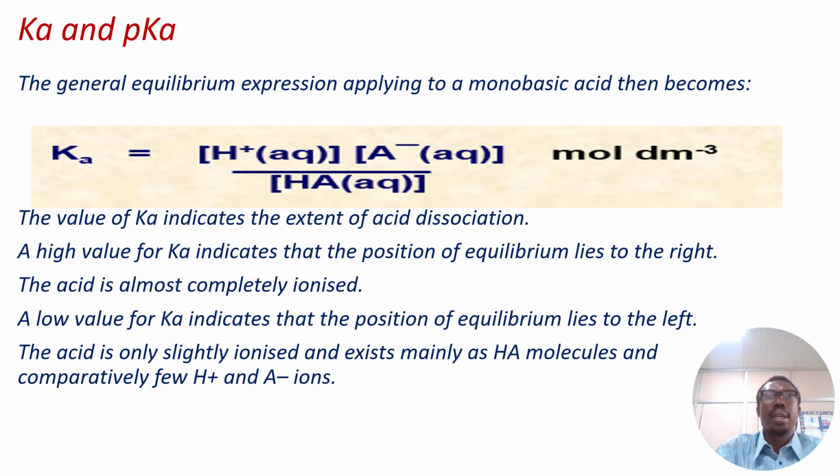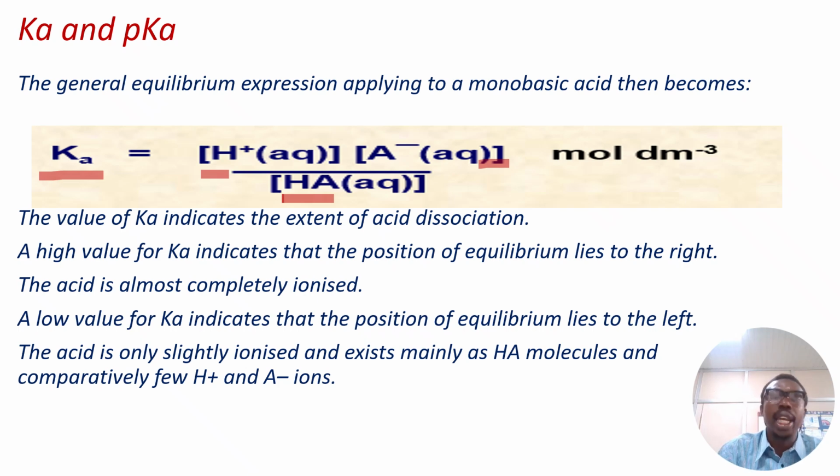Looking at Ka and pKa, the general equilibrium expression applying to a monobasic acid becomes Ka is equal to the concentration of the hydrogen ion multiplied by the concentration of the alkanoic ion divided by the concentration of the monobasic weak acid. The value of Ka indicates the extent of acid dissociation. So we use the Ka to determine whether it's a strong acid or a weak acid. It indicates the extent of acid dissociation.